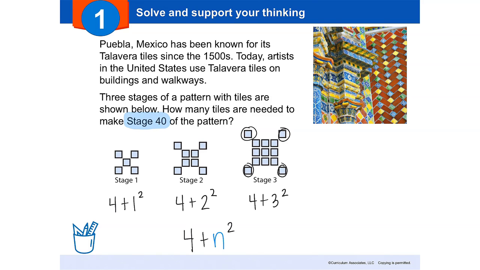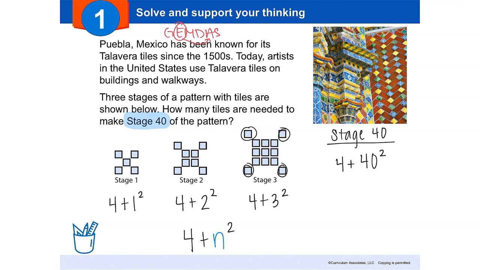So because we have that pattern, we know for stage 40, we can just plug in that 40. So stage 40 is going to be 4 plus 40 squared. Now, because I'm following order of operations, I need to do the squared before I can add. So if I'm thinking about GEMDAS, exponents come way before addition. So I need to solve that exponent first.